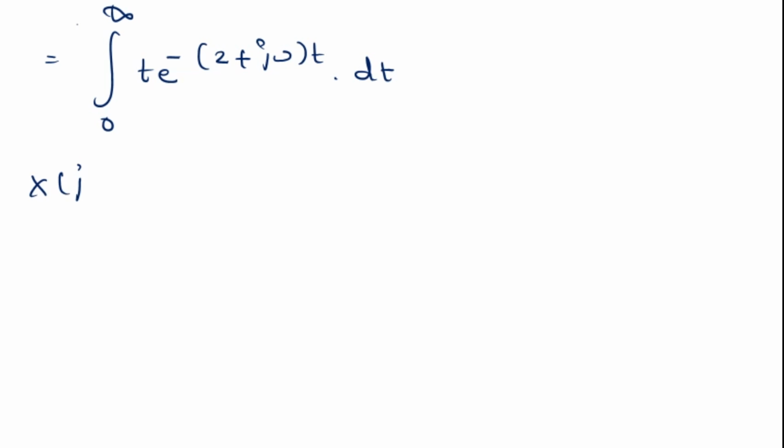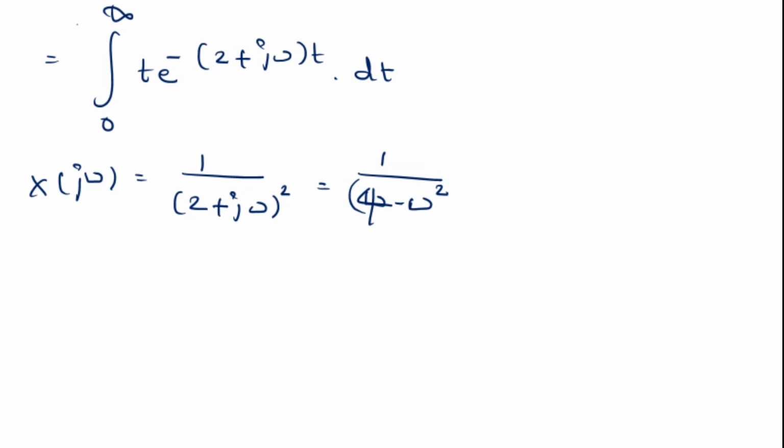which is equal to integration 0 to infinity t into e power minus of 2 plus j omega into t into dt, or x of j omega is equal to 1 divided by 2 plus j omega whole square, which is equal to 1 divided by 4 minus omega square plus j 4 omega.